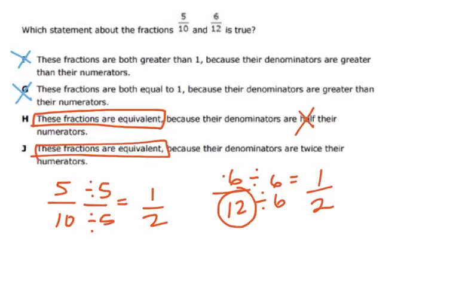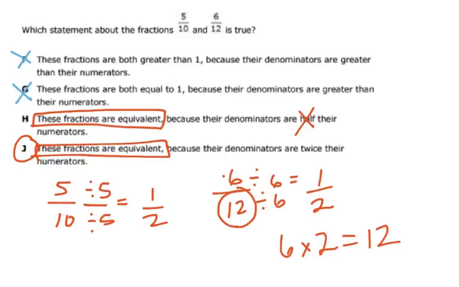Because their denominators are twice their numerators. So let's see, 6 times 2 equals 12. So their denominator is 2 times as big as their numerator. So answer choice J would be correct.